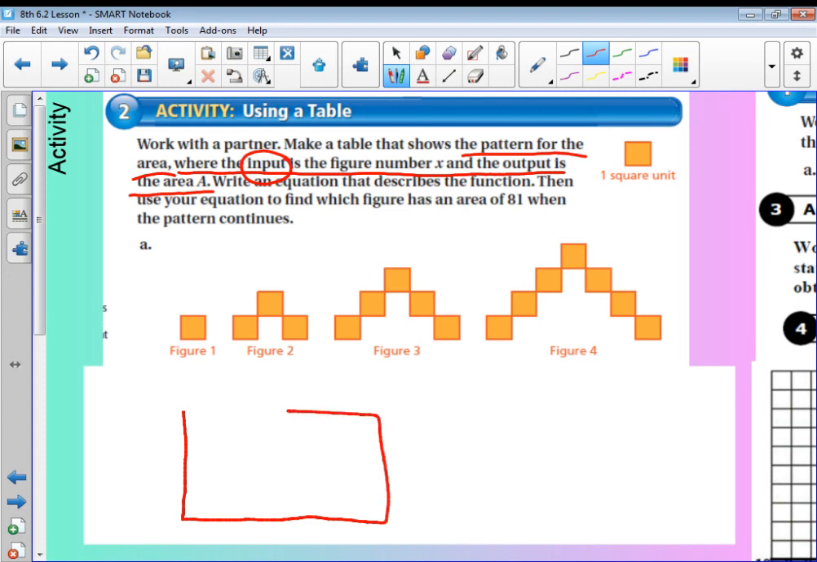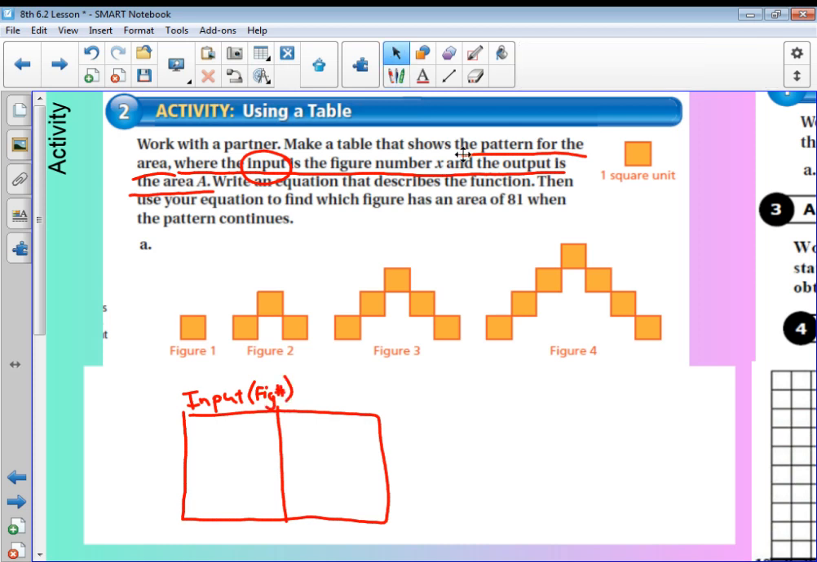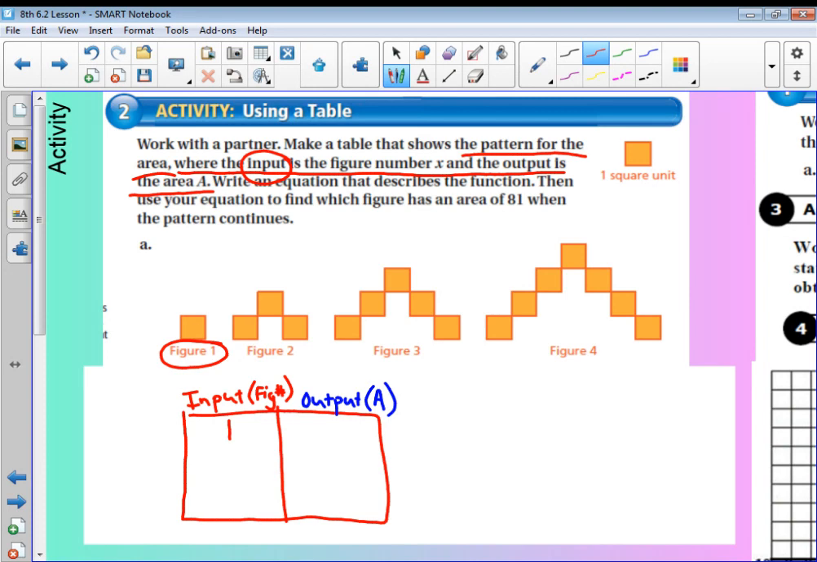So we have our table, and we have x's and y's, so our input. And this is going to be our figure number. And then we're going to have our output. And that is going to be our area. Okay, so when we look at each of these figures, figure 1, so that's our input. And our output is, well, we have 1 for an area.